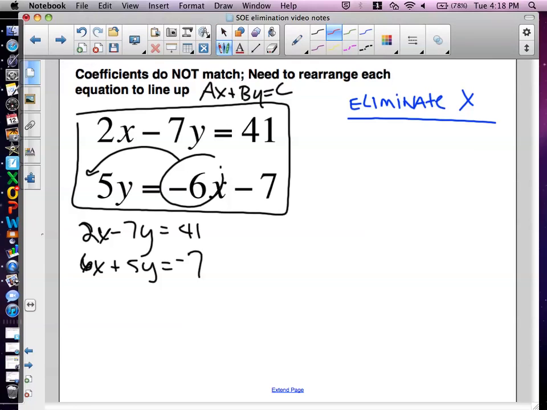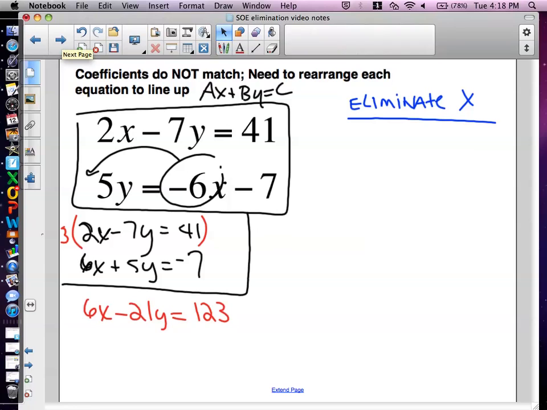So I'm going to take the first equation, and I need to multiply each term in the first equation by positive 3. So this is my system. And now here's my new first equation. I'll do it in red. And now I have 6x minus 21y equaling 123. And then I'll just simply recopy the second equation in black as it was above.